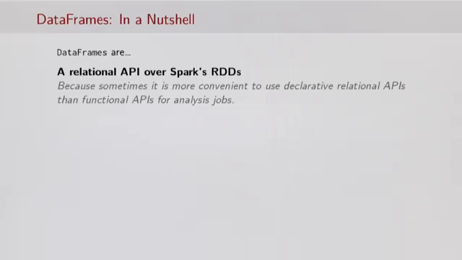Okay, DataFrames in a nutshell. Let's recap some of the key points to remember when using DataFrames. So the first point is that DataFrames can be thought of as just a relational API over Spark's RDDs. So you're running ultimately on top of RDDs, the same RDDs we learned about in previous sessions, but you have a nice relational API over them now. And the reason for this is because it's just sometimes more convenient to use a declarative relational API than it is to use functional APIs for analysis jobs.